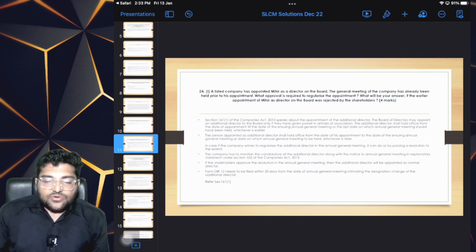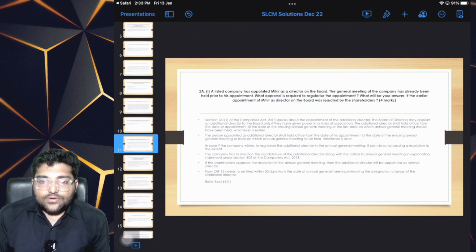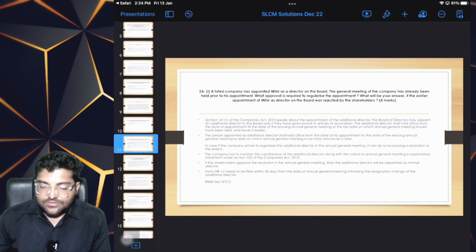And next question from question 2, it is asked that a listed company has appointed Mihir as a director on the board. The general meeting of the company has already been held prior to his appointment. What approval is required to regularize his appointments? What will be your answer if the earlier appointment of Mihir on the board was rejected by the shareholders? So over here you need to specify the section 161 subsection 1, which is regarding the additional director. So if you go through this provision, you can surely answer this question.